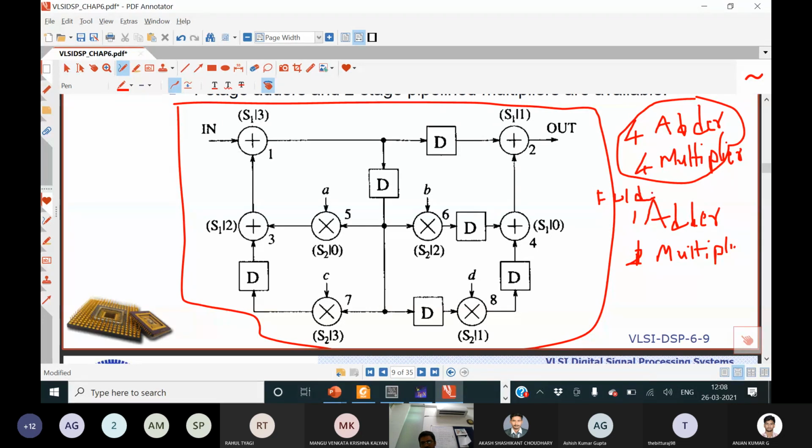So your folding factor n would be 4, because with 1 adder you want to achieve the functionality which is equivalent to 4 adders. So in order to save our area, we would like to use 1 adder and 1 multiplier instead of 4 adders and 4 multipliers, and this 1 adder and 1 multiplier we will run 4 number of times, and this way you can get it.